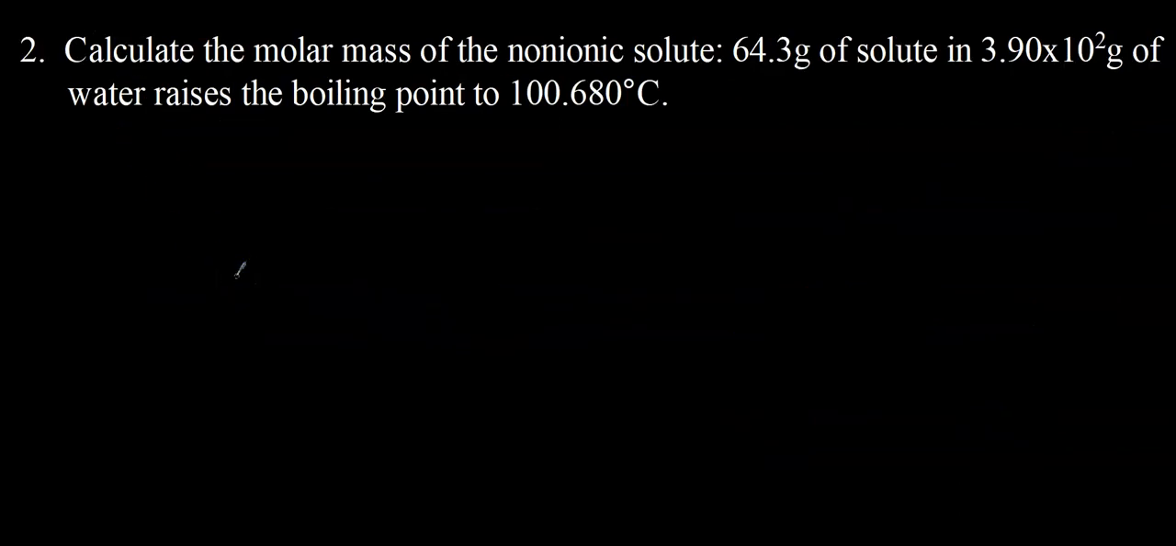All right, let's take a look at another example. Calculate the molar mass of a non-ionizing solute. The solution contains 64.3 grams of this solute and 390 grams of water. And the boiling point this time of the solution is 100.680 degrees Celsius. All right, so go ahead and pause the video and set this up. Calculate molar mass.